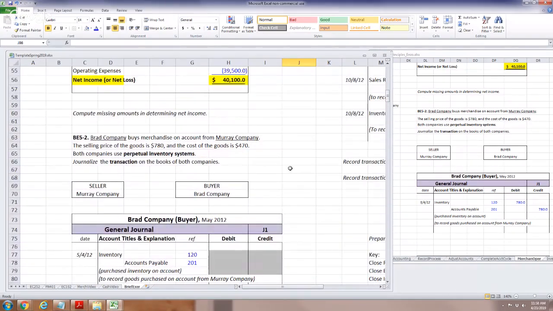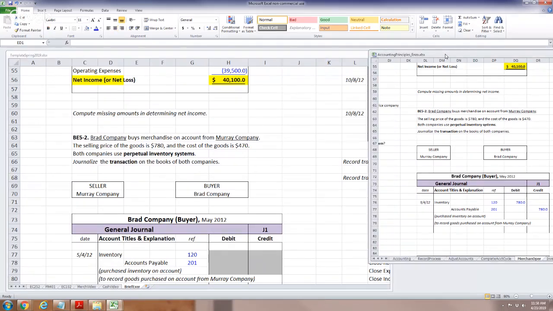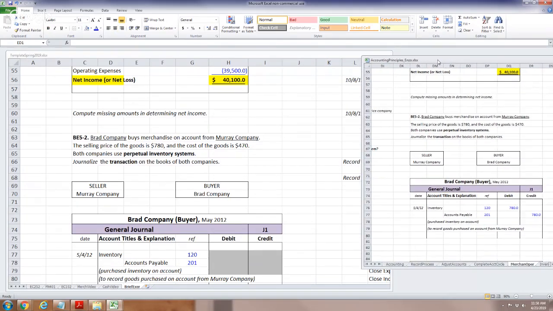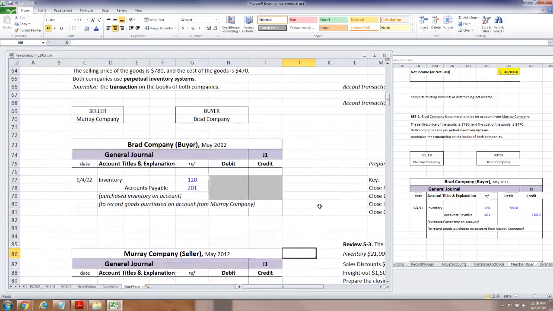Oh, so who's buying what? Our company buys merchandise from Murray. The selling price is 780, and the cost of goods sold is 470, using the perpetual system. Yep. Okay, so we'll do that next.